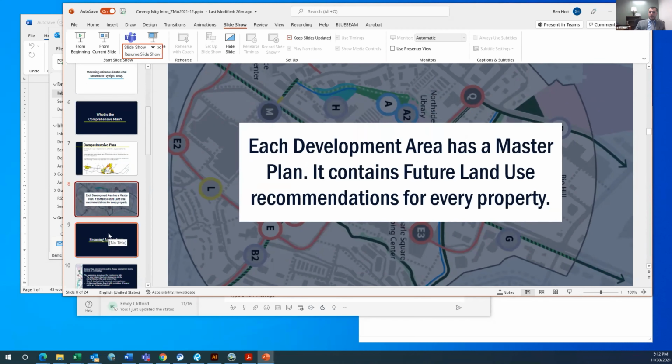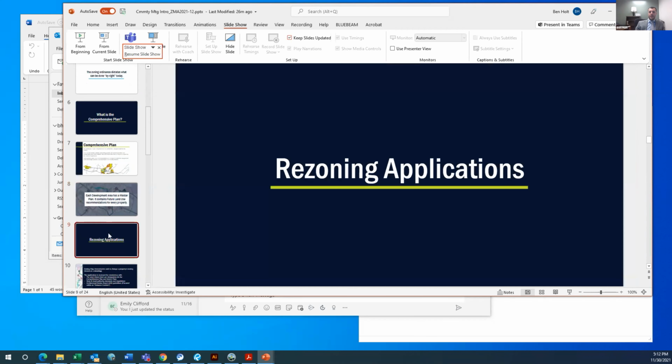The future land use has recommendations for the properties and how they can be used.